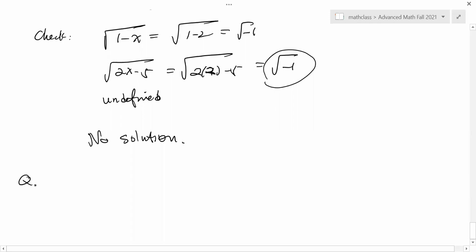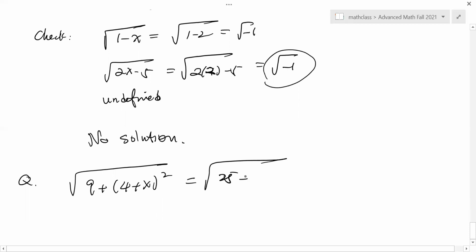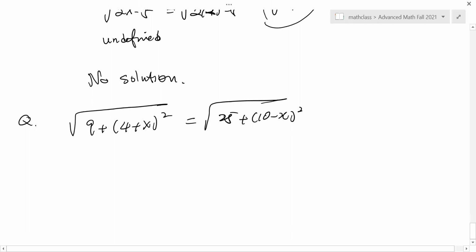So you have to check, especially when it involves radicals, whether there are solutions or not. Okay, so the next one is square root of 9 plus 4 plus x squared equals square root of 25 plus 10 minus x squared. For that equation, I think for any x, the inside of the radical is defined. It's never negative. So all I have to do is just square both sides. So you get 4 plus x squared equals 25 plus 10 minus x squared.